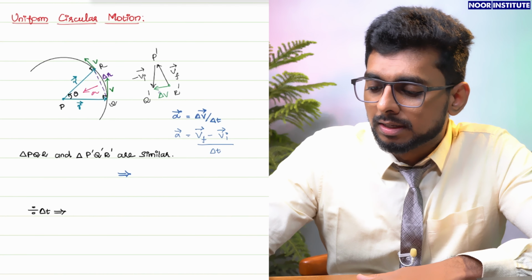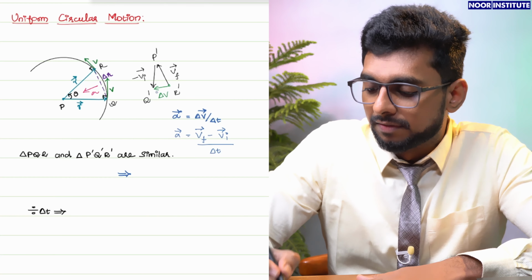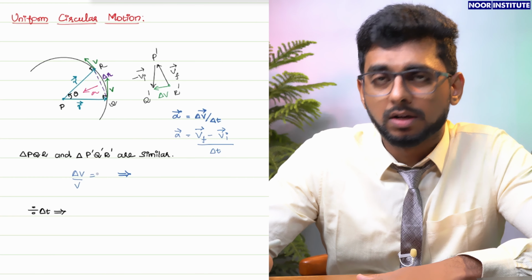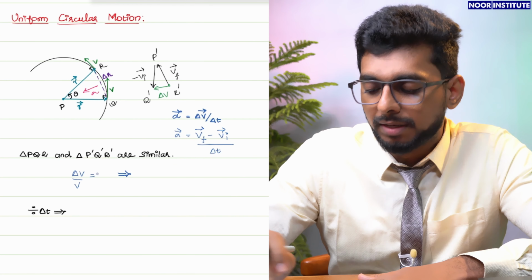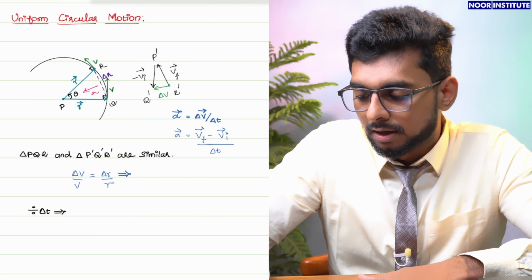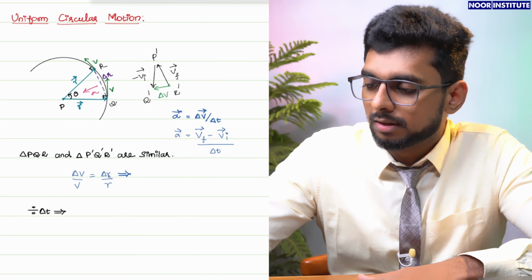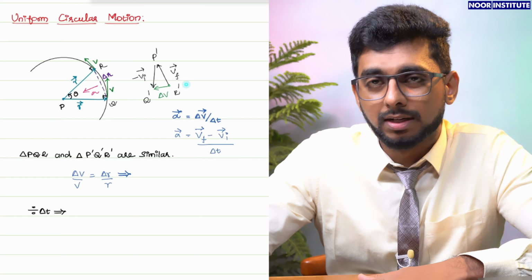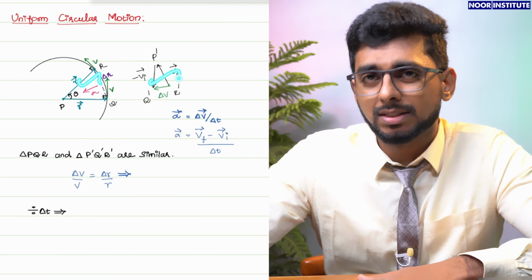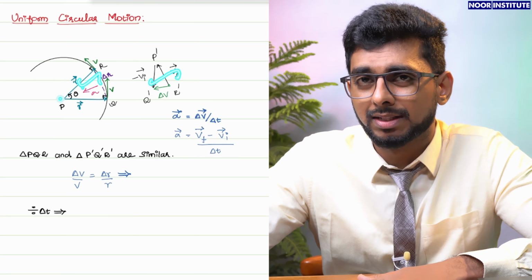You will have del v divided by v for the p dash q dash r dash triangle, which will be equal to del r divided by r in the triangle pqr. So you'll have del r divided by r. Fine. So now I have got the relation between these two triangles. The thing you need to know is these two triangles are actually similar triangles. That's why I'm able to relate this stuff.